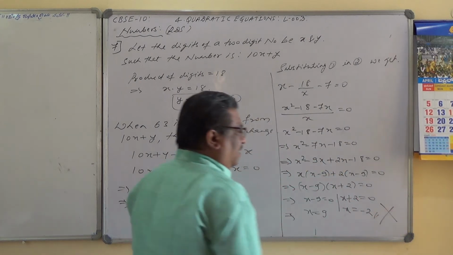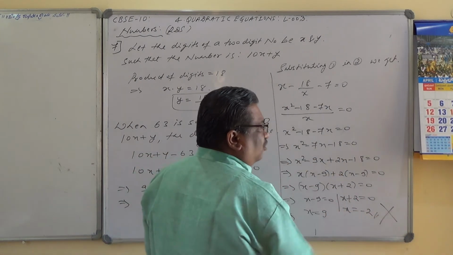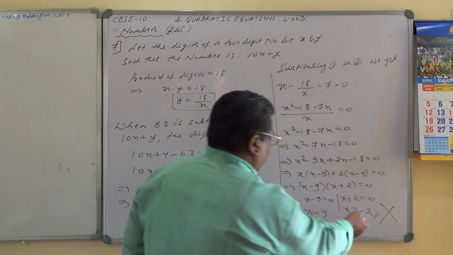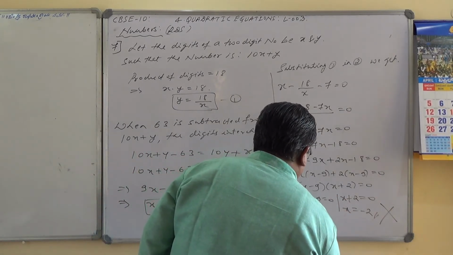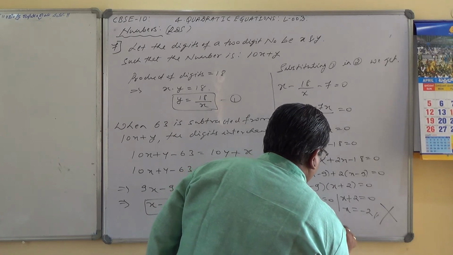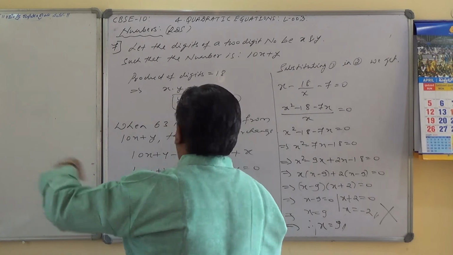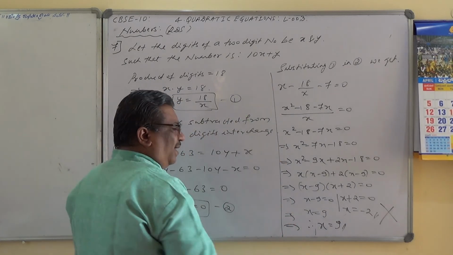Therefore, this is discarded. Why have I discarded x equals minus 2? Digits are 0 to 9, and hence it is not possible. Therefore, x equals 9 is the answer. What is the question? Find the number. What is the number? 10x plus y is to be found out.